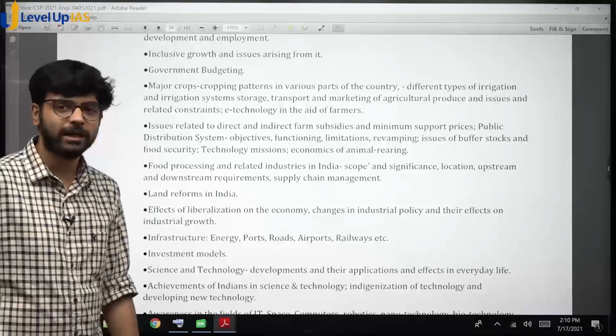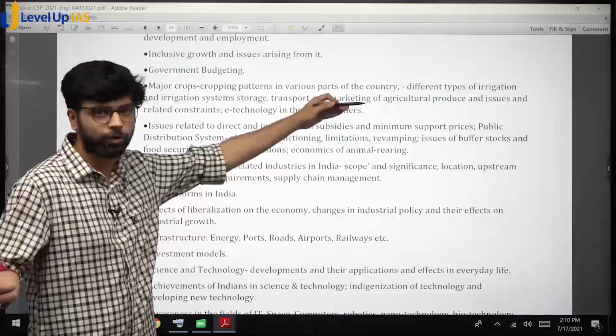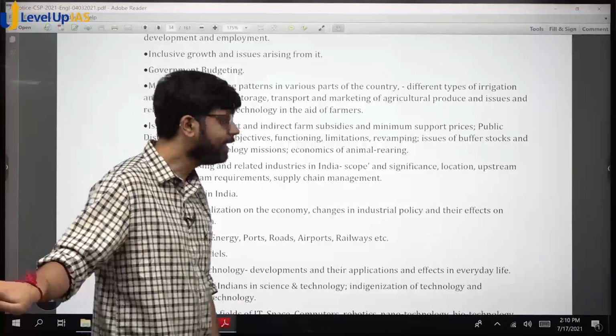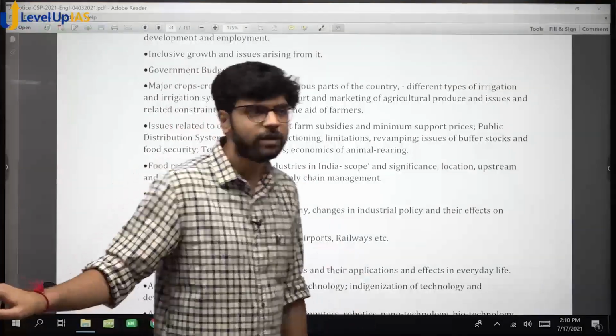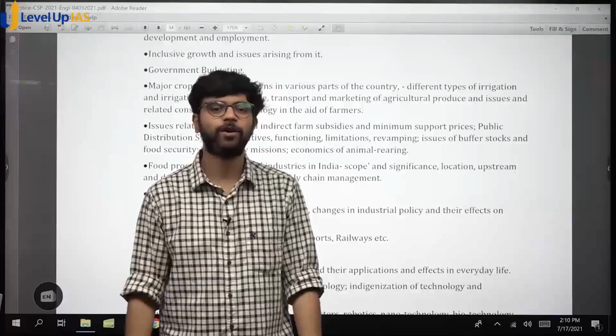Economics of animal rearing. Honestly, I think it should come in point 4 because it is from a farmer's angle more. Right? But alright, point 5, we'll do it in point 5. Can we recollect what did we read in point 5? Can we try? What was point 5?